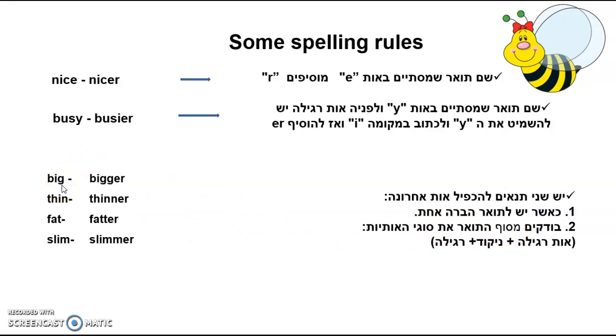Big, it finishes with a G, which is a regular letter, consonant, and before it there's a vowel, and before that there's a consonant. Consonant, vowel, consonant. You have to check from the end and not from the beginning. So if you have these 2 conditions, then you double the last letter.